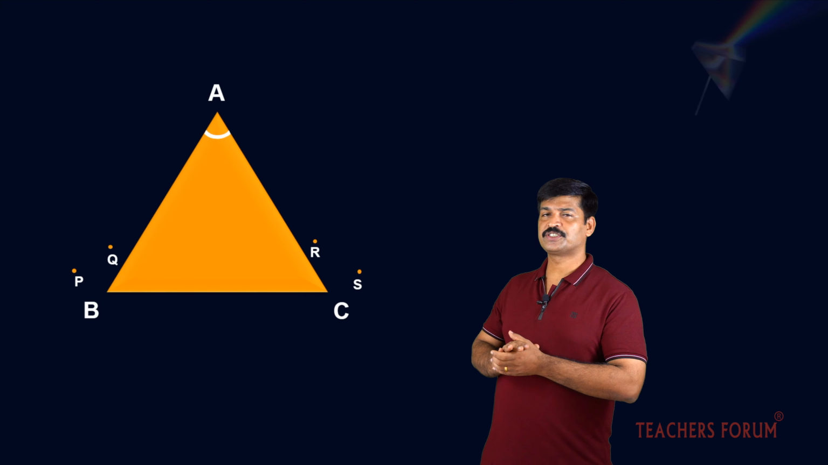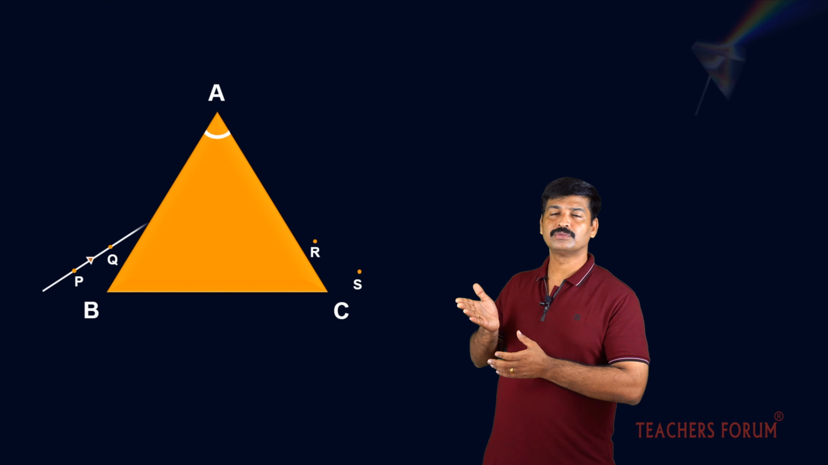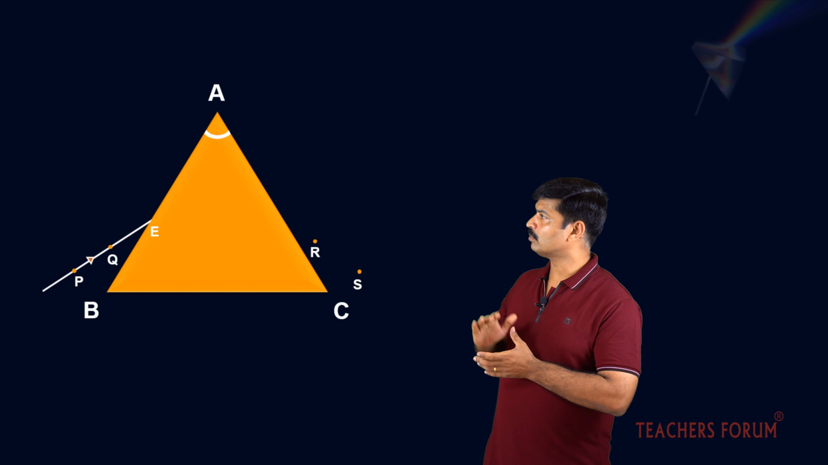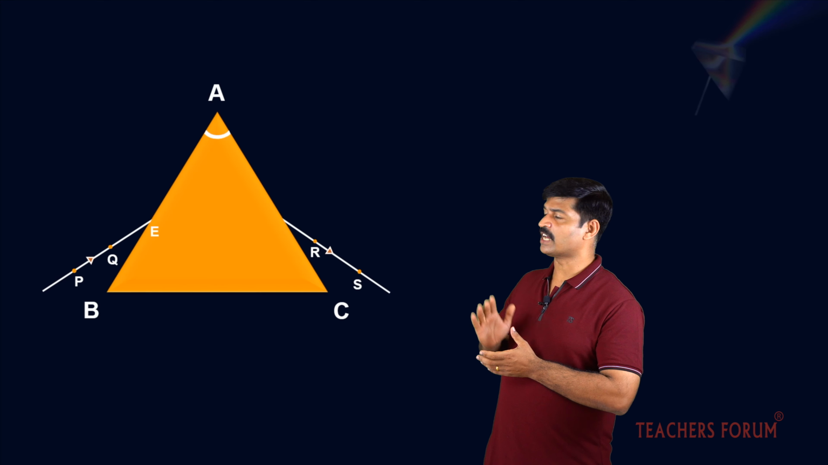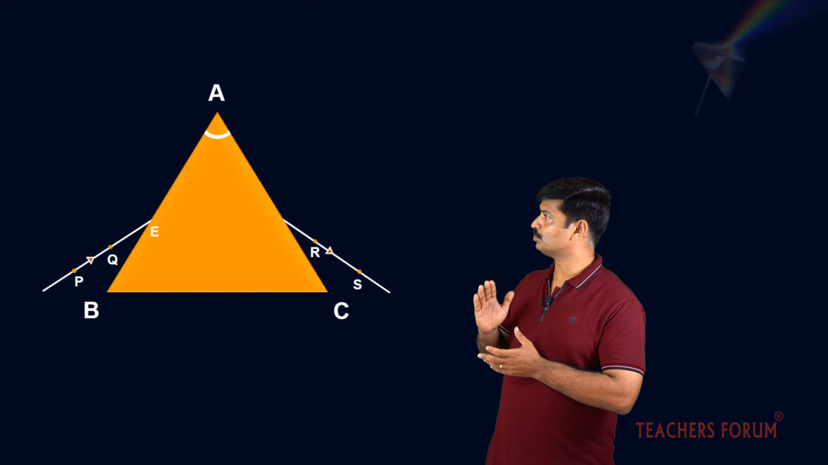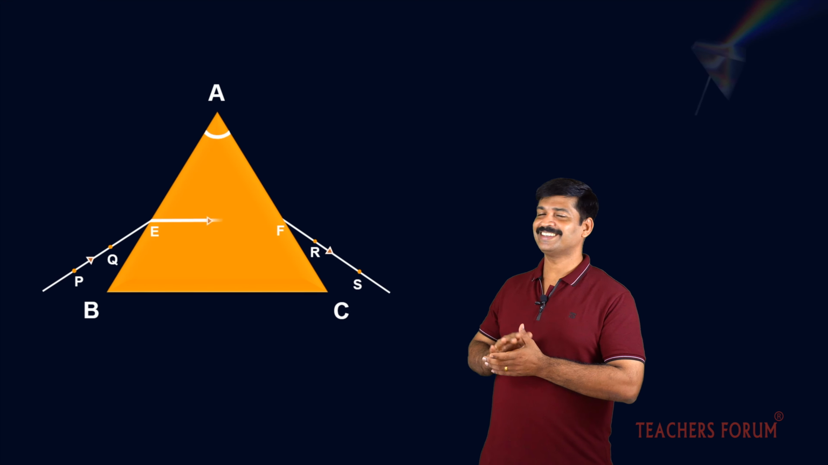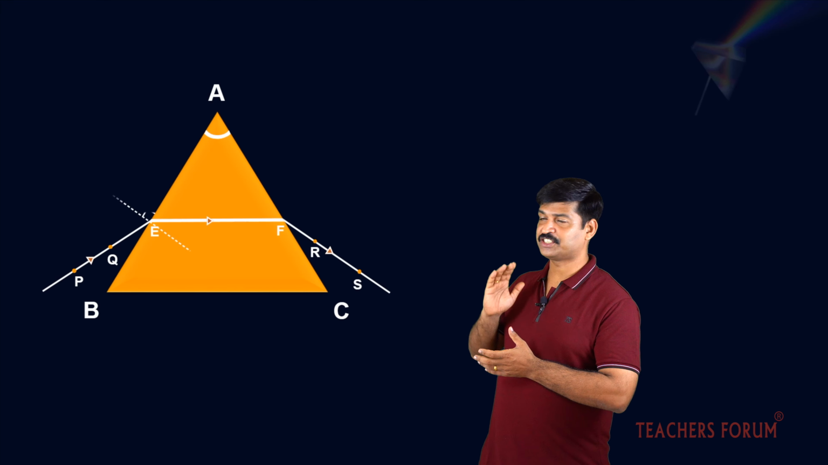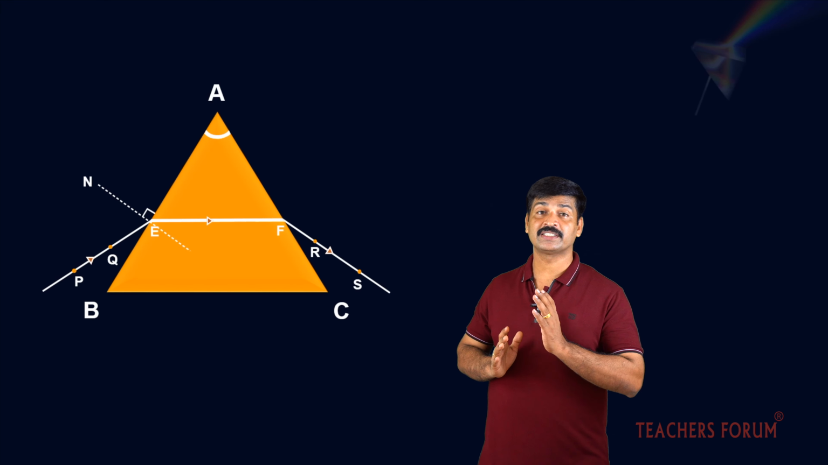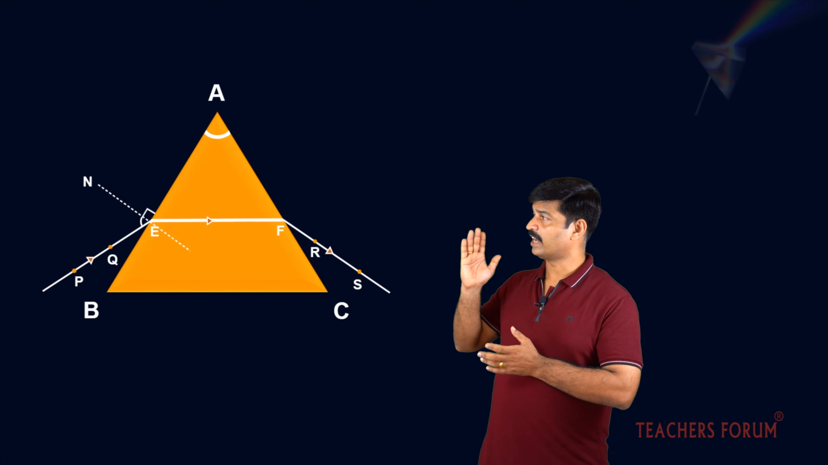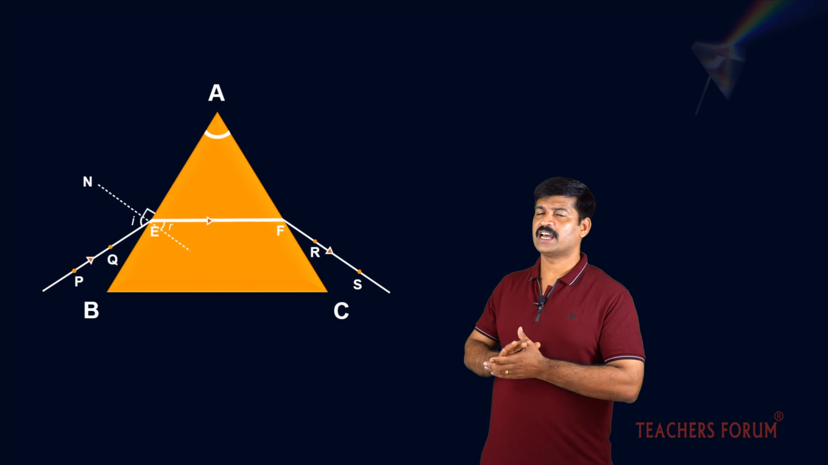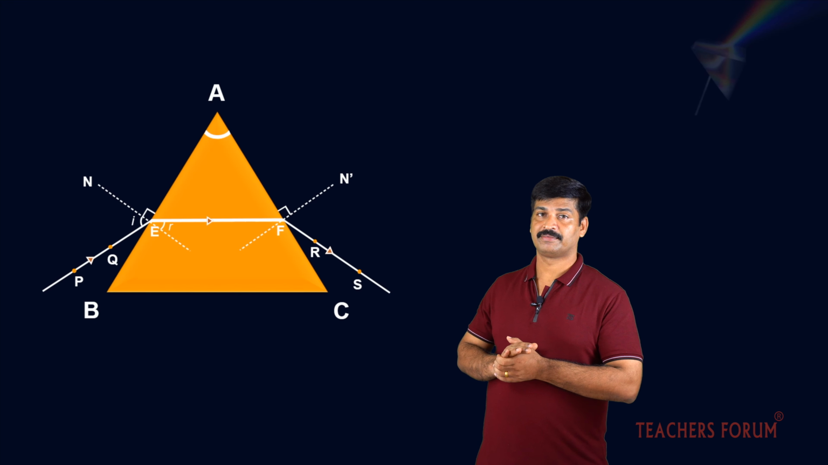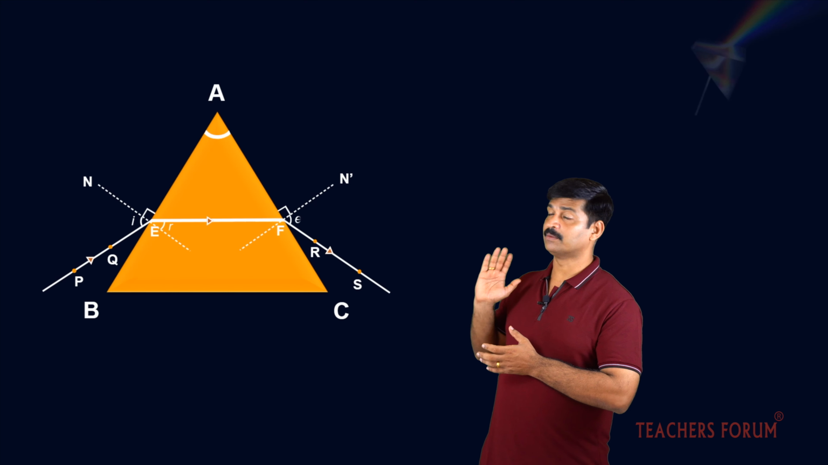Now you remove the glass prism, and join PQ up to the edge, that is E. Now what is the emergent ray? That is RS. Just join RS to F. Now join EF inside the prism. Now you can draw a normal at E, and you can find the angle of incidence and angle of refraction. I is the angle of incidence and R is the angle of refraction. Similarly, draw a normal N dash at F and you can mark the angle of emergence there.